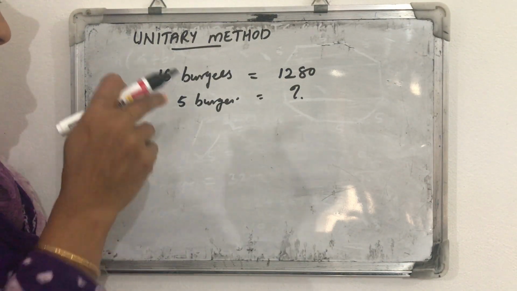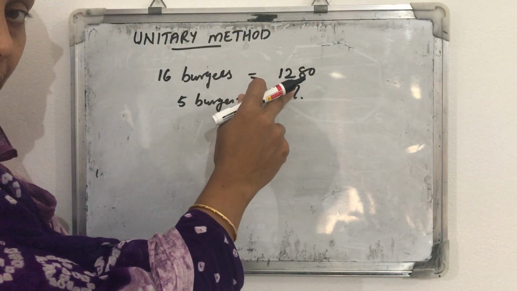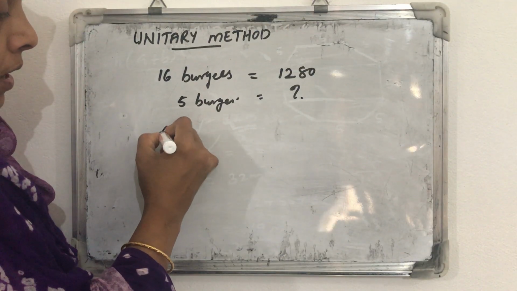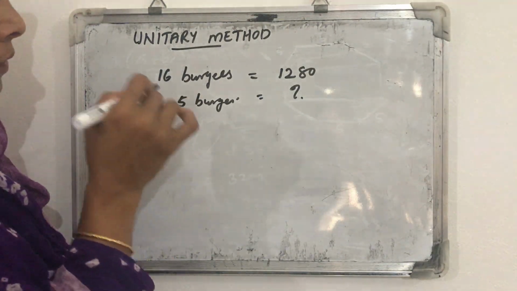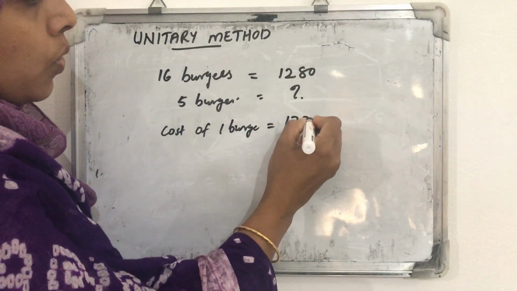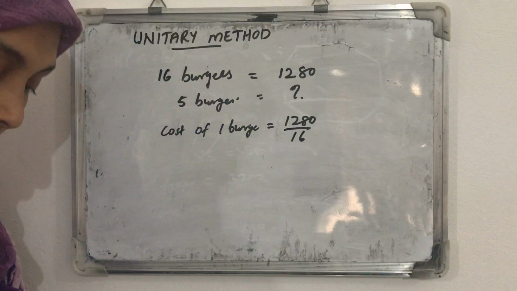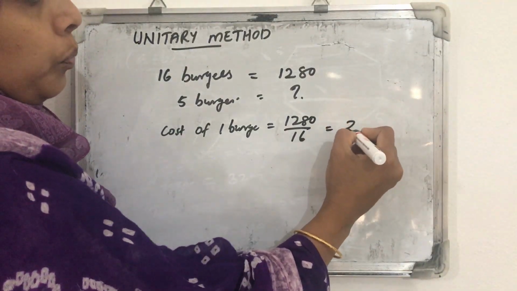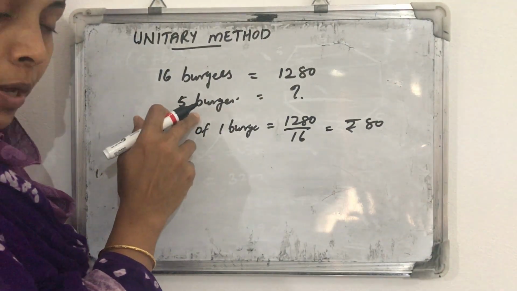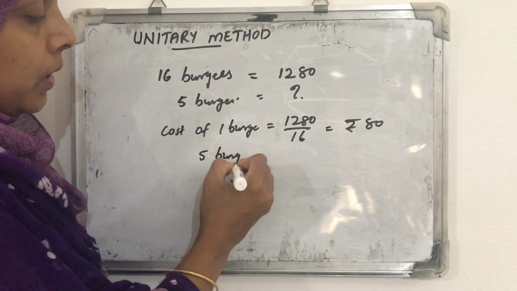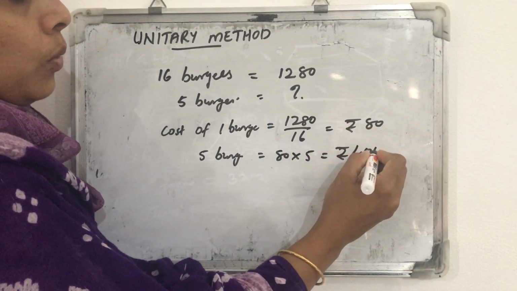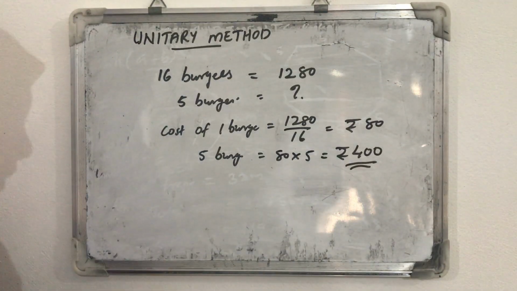How can we find out? If the cost of 16 burgers is 1280, the cost of 1 burger will be 1280 divided by 16. First we find the value for one item, for one unit. After the calculation you will get 80 rupees. Now it will be easy to find the value of 5 burgers. So the cost of 5 burgers equals 80 into 5, that is 400 rupees. This is called the unitary method.